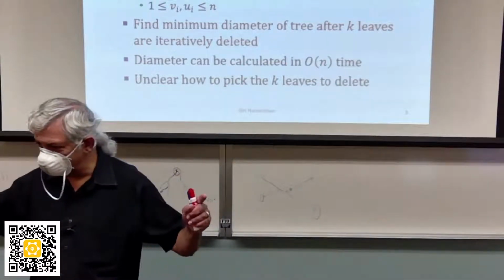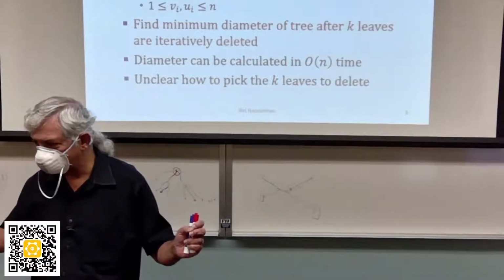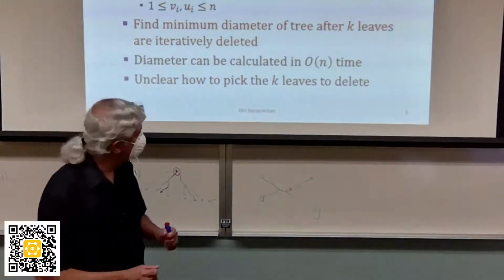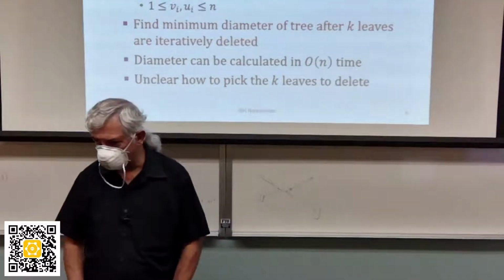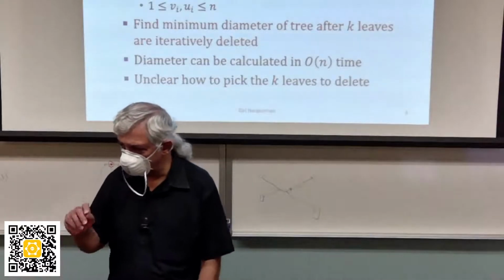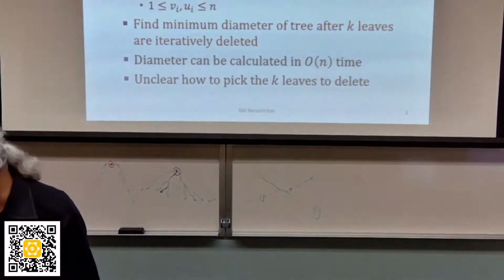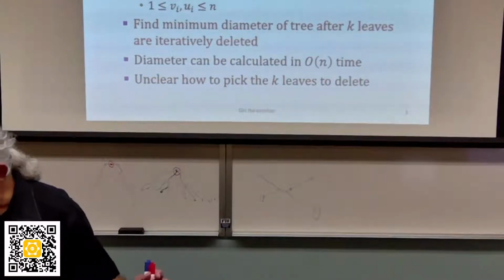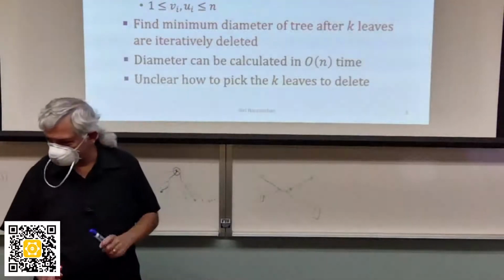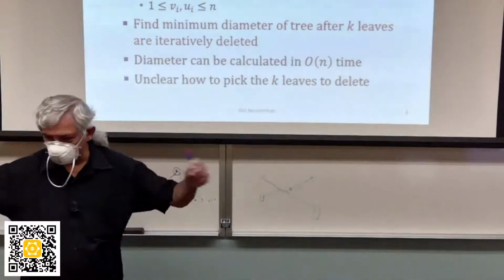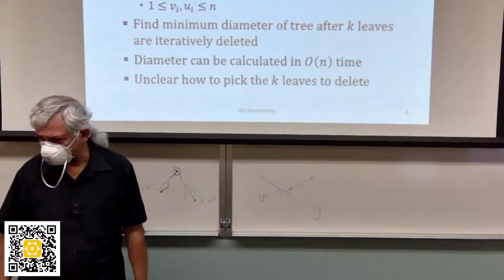Diameter is the distance between the farthest pair of vertices in a tree. Okay? And we know that it can be done in linear time. Now the new complication is that we are allowed to delete up to k vertices, k leaves in the tree. And our job is to shrink the diameter to as small as possible. Okay? So you can delete things from the end and make this diameter as small as possible.